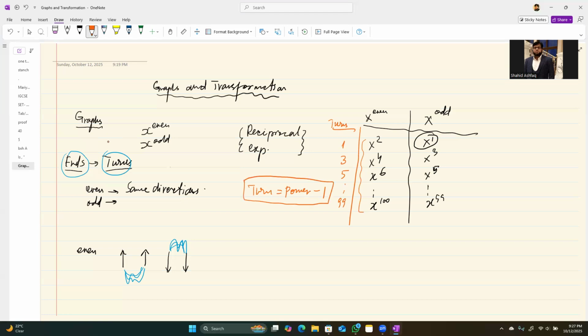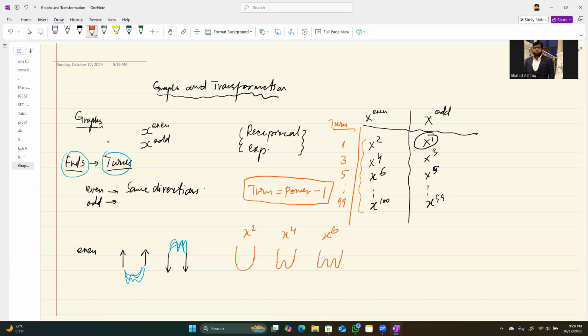Let's roughly sketch the thing. X squared: both ends will be upward and one turn. So this is my x squared graph. If I look at the x to the power 4 graph, the ends will be up, and I should have 3 turns. So this is my x to the power 4 graph. If I take x to the power 6, I should have 5 turns: 1, 2, 3, 4, and 5. So this is x to the power 6. For 99, we're definitely not going to draw it.